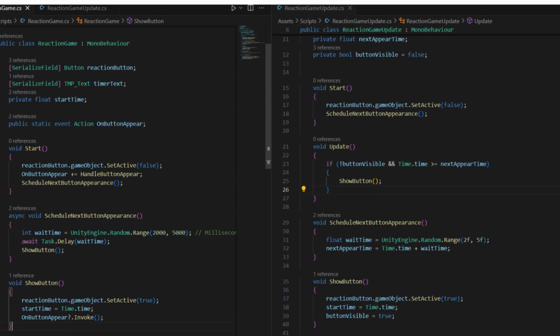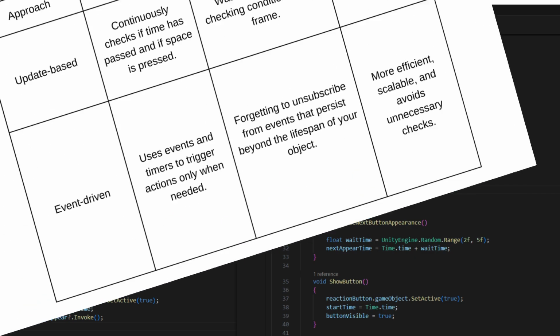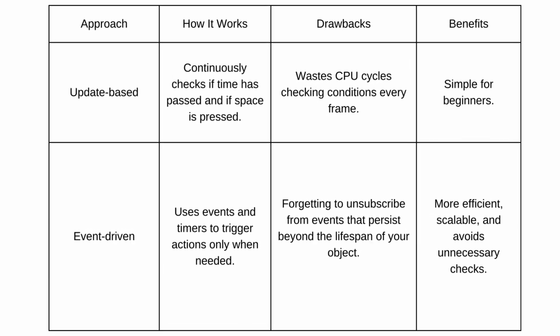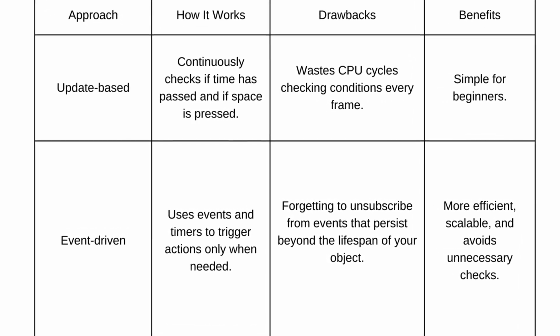Let's compare. On the right, update is checking every frame. On the left, our event-driven approach only triggers when needed. In a small project, the CPU difference is negligible, but in larger games, constant checks add up. Performance aside, event-driven code is also cleaner and easier to maintain.